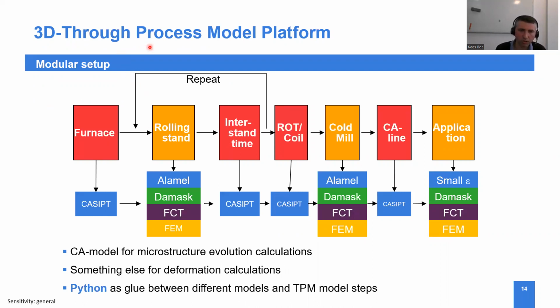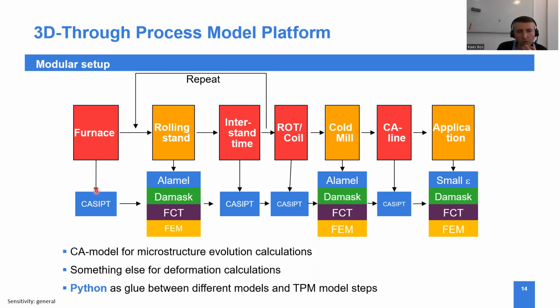and it's of course a modular setup. I hope you recognize the production steps that I showed earlier. So we still have something for reheating in the furnace. Then we have the rolling stands and time in between, which repeats for all the different rolling steps that we had. Runout table cooling and cooling on the coil, cold rolling, continuous annealing line, and galvanizing application.